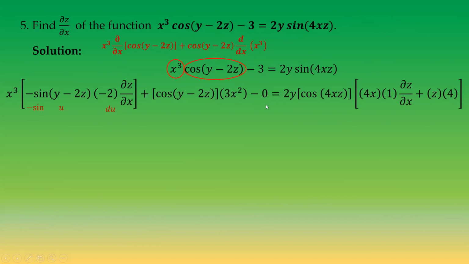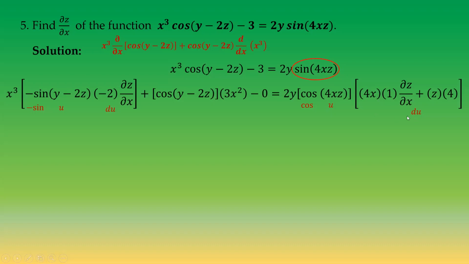Minus 0, derivative ng 3. Equals 2y. O, ano ba ang 2y? Ang 2y ay constant. So, relate lang yan, 2y na yan. Ang derivative naman ng sine u ay cosine u du. Sine u, cosine u, du.